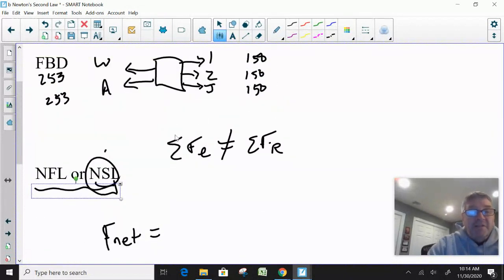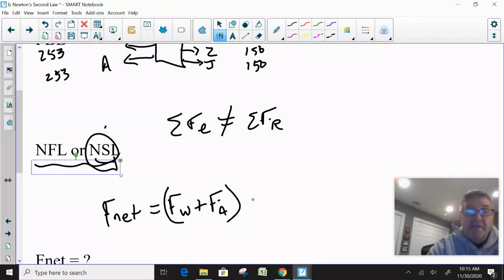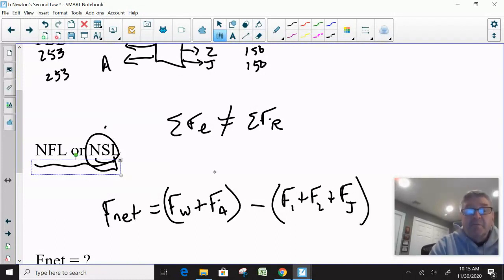So who wins? It's the winning forces, which are Wednesday and Autumn. So it's going to be force Wednesday plus force Autumn, in parentheses, add those together. And then the big ones, minus the little ones. So it's going to be force Olivia 1 plus force Olivia 2 plus force of Jaden. We know this one's winning. We know that 506 is bigger than 450.